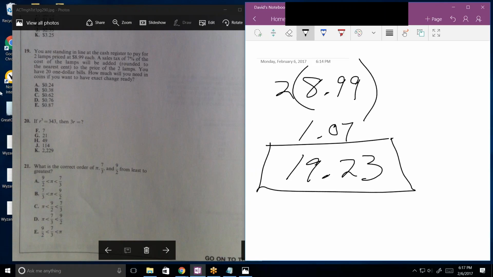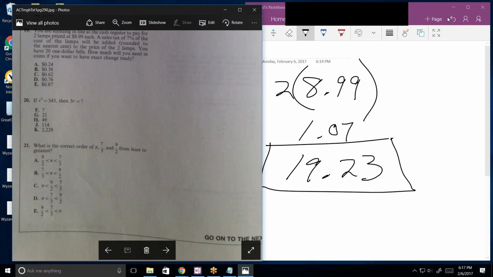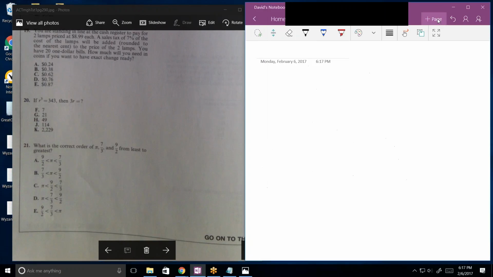Oh, all right. Let's look at 20. R cubed equals 343. They want to know what 3R equals. Does 3R equal 21? Uh-huh.